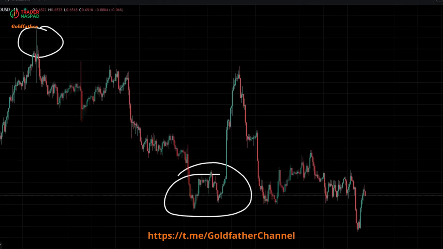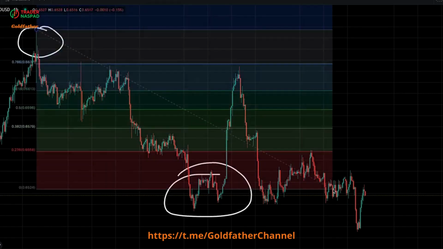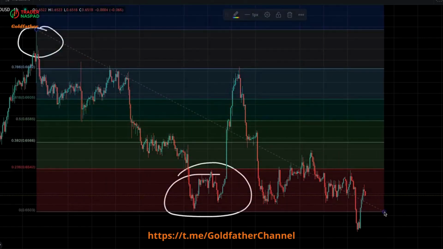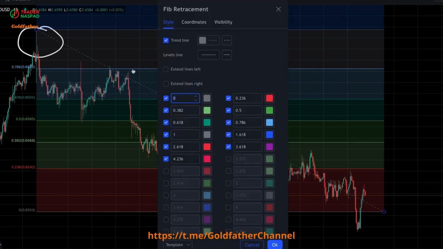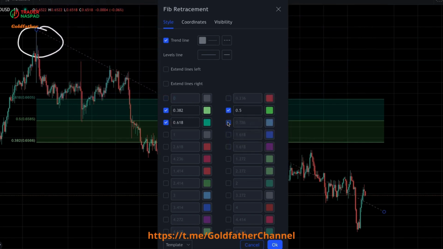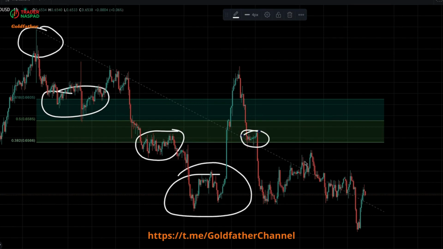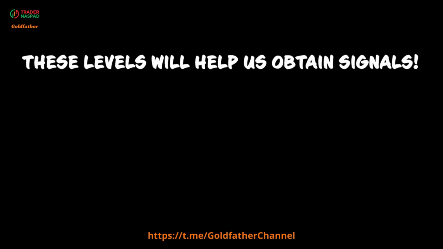First, we graphically identify the trough and the peak of the trend. Then we select the Fibonacci retracement tool on Trading View and uncheck all the levels we're not interested in. In this case, we want to keep only the levels 38.2%, 50%, and 61.8%. These lines represent the levels of support and resistance where prices may retrace, following a change in trend. Thus, after an upward trend, the retracement levels will help to set theoretical supports within the technical correction that follows. And obviously, these levels will help us obtain signals.